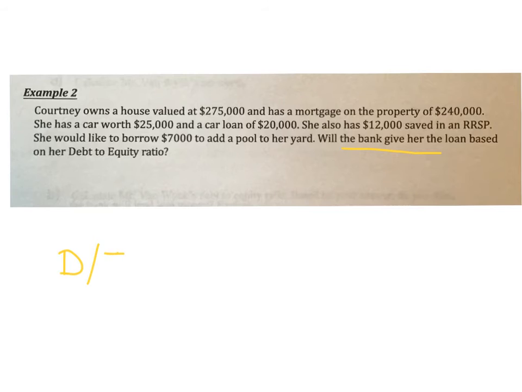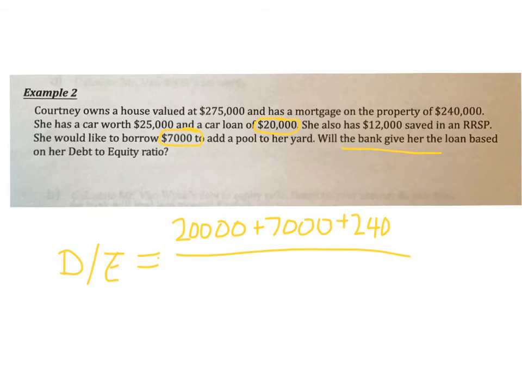So for her debt to equity ratio, we're looking at, on the top of the fraction, her total liabilities. So those are the things she owes money on. So her car loan would be a liability. Her pool money is a liability. Her mortgage is a liability, so she owes this much money on the house. But then the formula says to take off the mortgage, so don't include the mortgage in the top of the fraction.